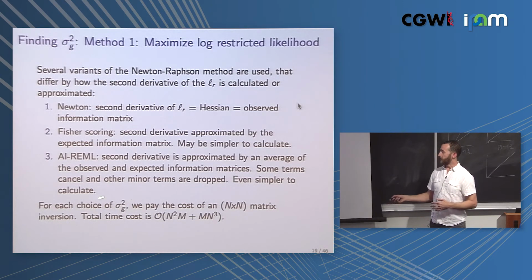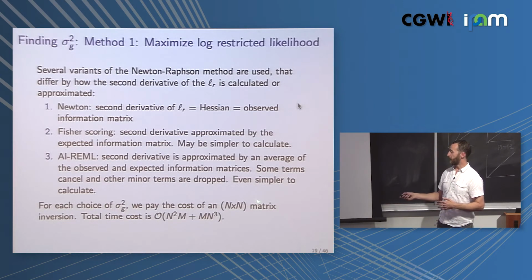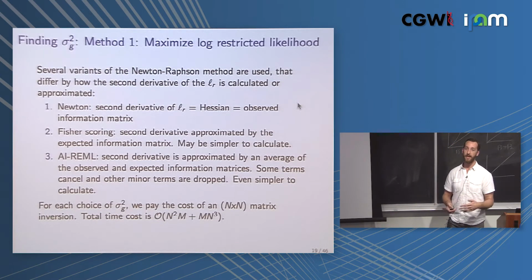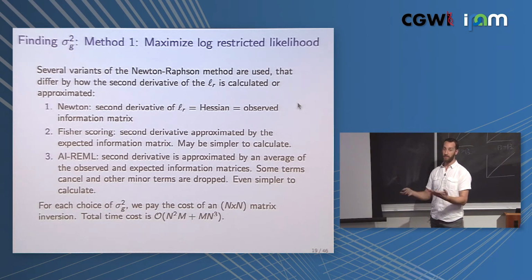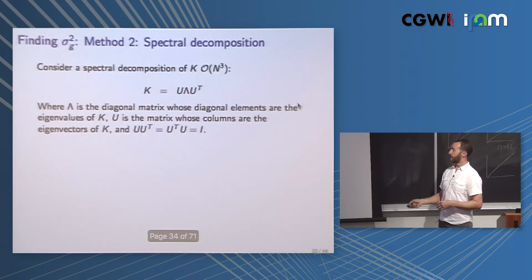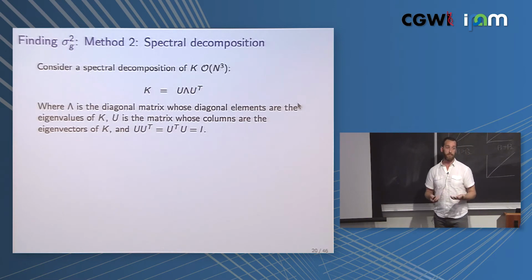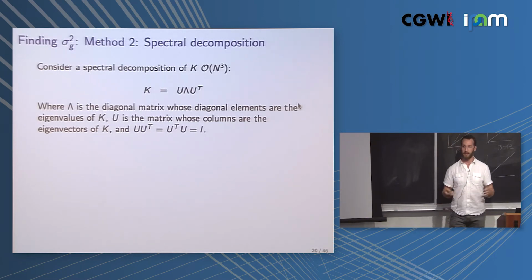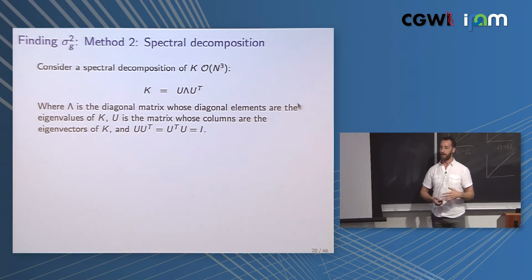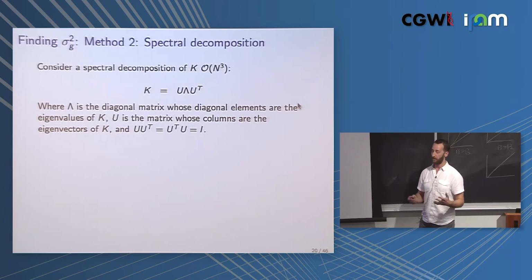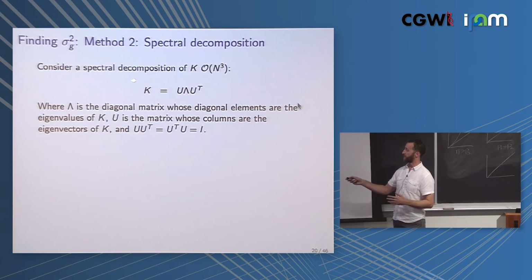So for each choice of sigma g squared, we're still paying this matrix inversion, and so our total cost is the cost of the construction of K and the number of matrix inversions that we have to pay in the estimation. So this is hard, it's expensive, especially when the matrix is big, and so there was a lot of work done to try to speed this up. And one of the first approaches was to think a little bit more about this matrix K.